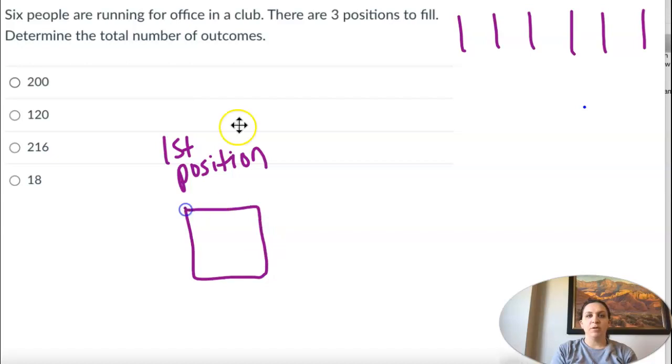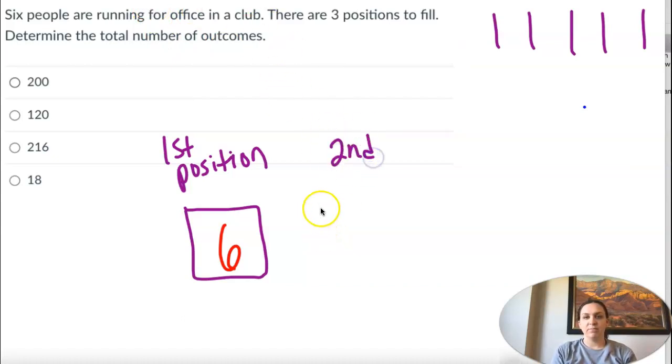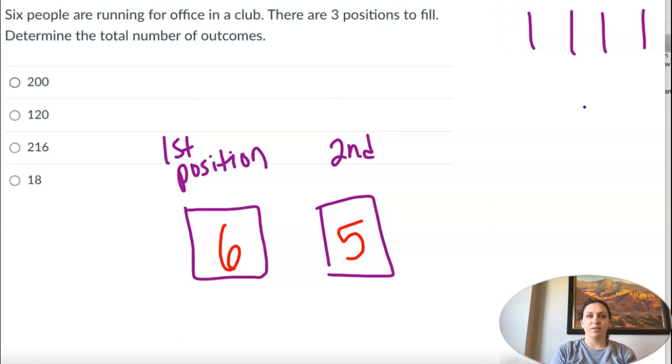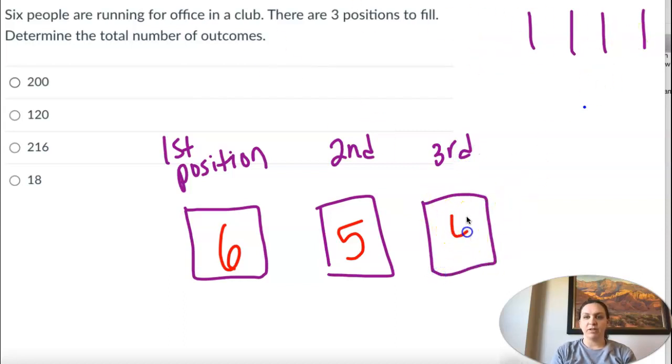How many people are there that could fill that position? Right? Okay, so six people. Now there's just five. Okay, so now we're gonna go to our second position. How many people are left to fill that position? Five. So one's gone. And then now we're at our third position. How many people are left to fill that position? Four. So remember, the counting principle means to multiply.